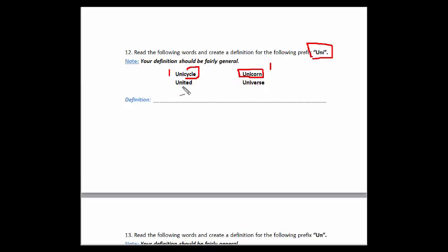When you are united, you're taking a group of people and making them into a group that is united. Universe is taking a bunch of stars and putting them together into a cluster. U-N-I. Uni means to take things and bring them together to make it a single unit. Let's go ahead and take a look at the last problem, it's 13.